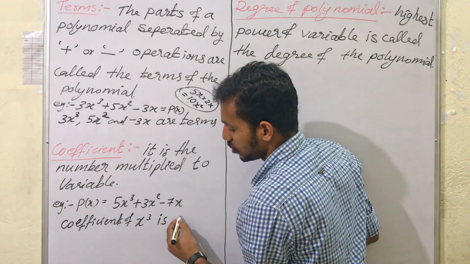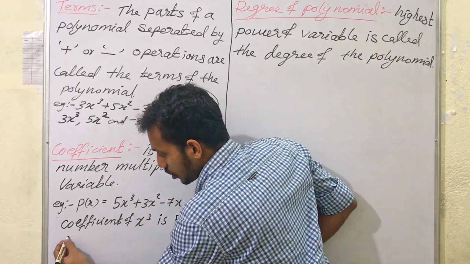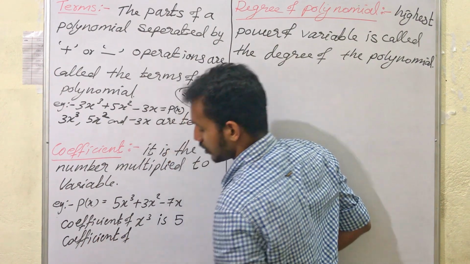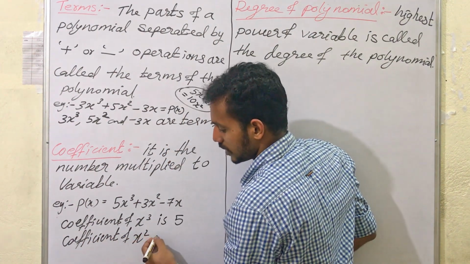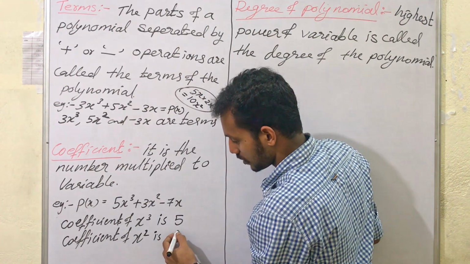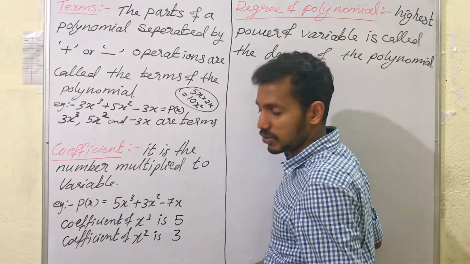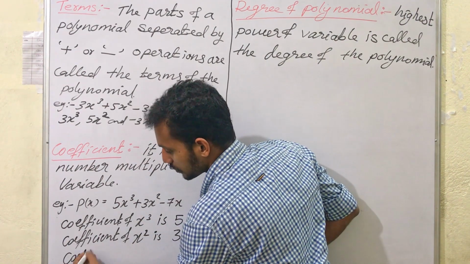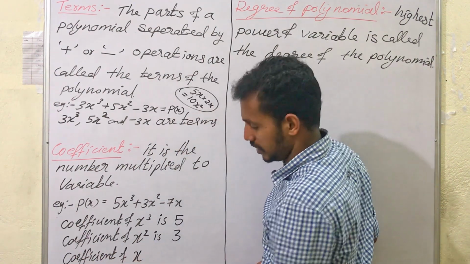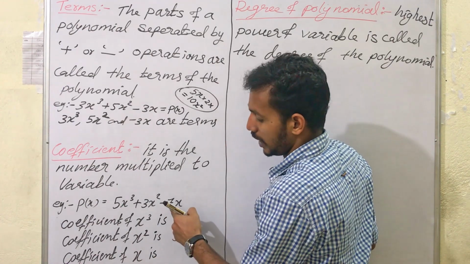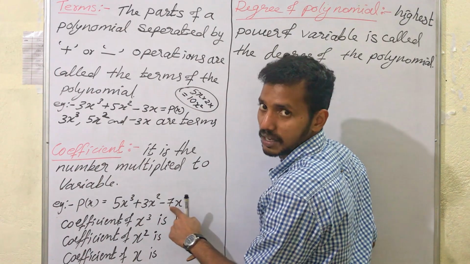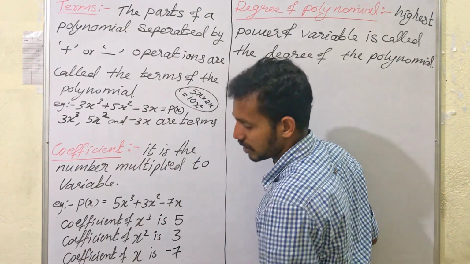So the coefficient of x cube is 5, and the coefficient of x square is plus 3, because 3 is the number multiplied to x square. Then the coefficient of x is minus 7, because the number which is multiplied to x is minus 7. The complete number you have to write, minus 7.